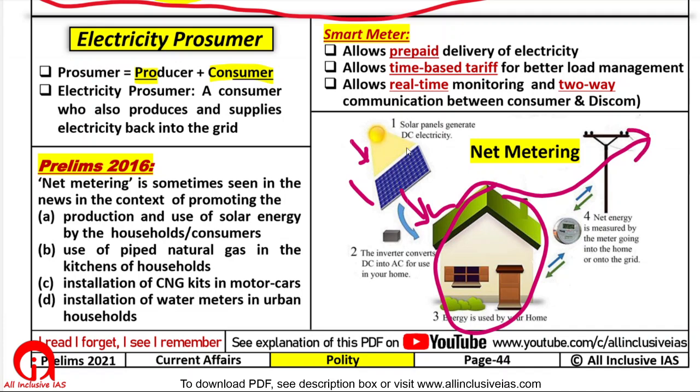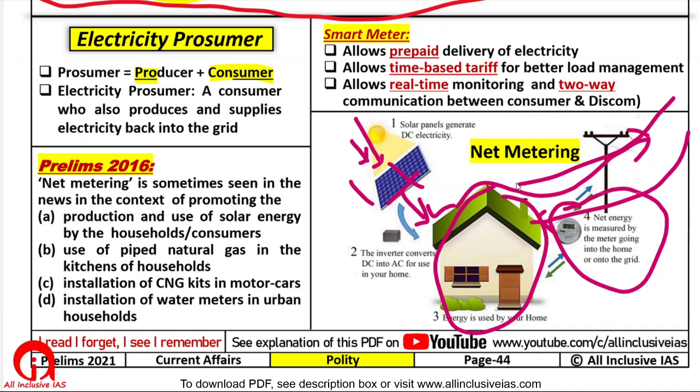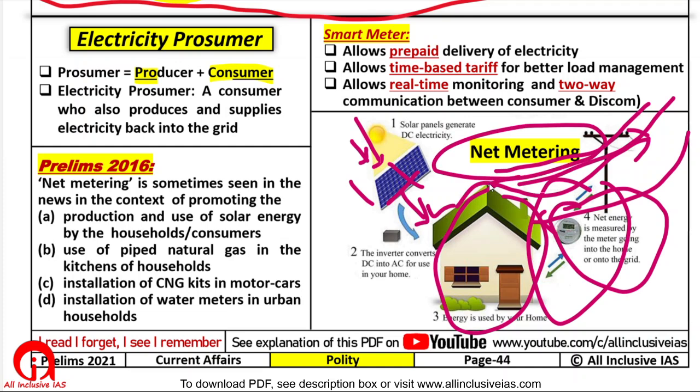Suppose it's a rainy day and there's no sunlight, so you are simply taking electricity from the grid. The electricity meter keeps a record of how much electricity you have taken from the grid and how much electricity you have supplied back to the grid. So it will give you the net bill, that is the net metering. This net metering is done by smart meters.